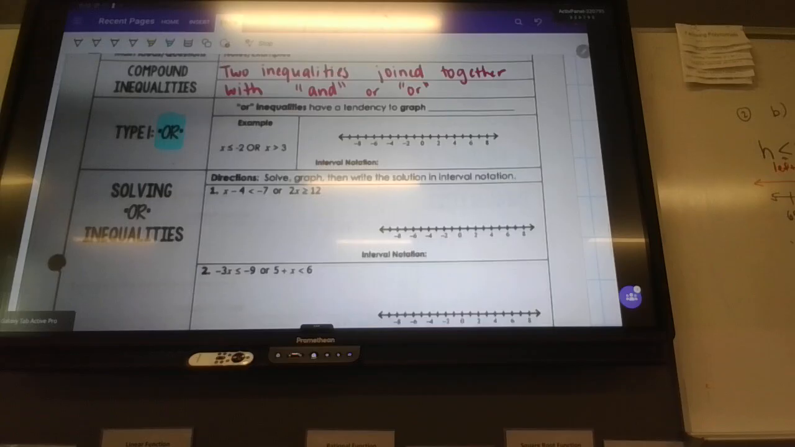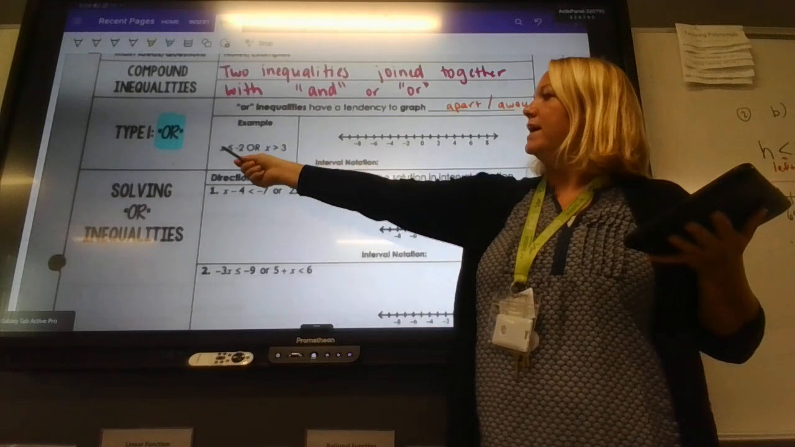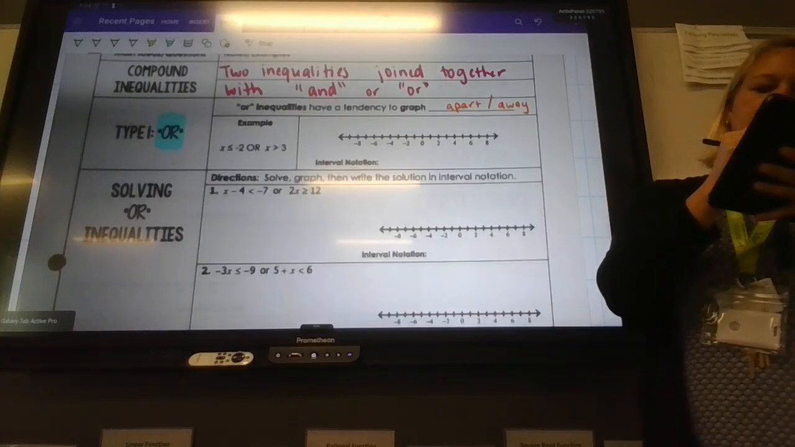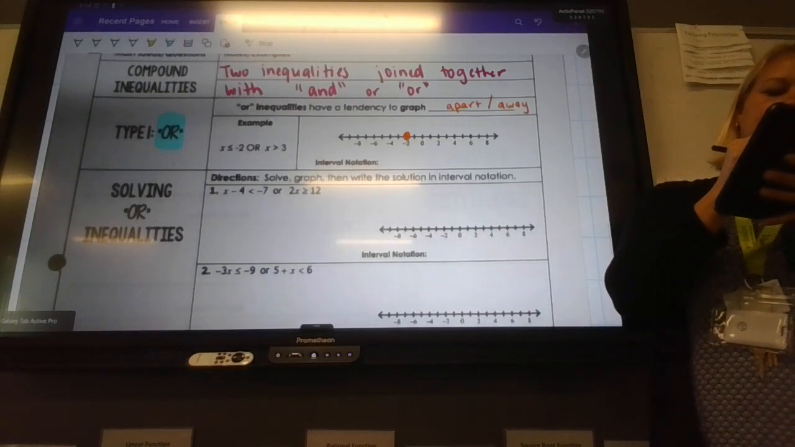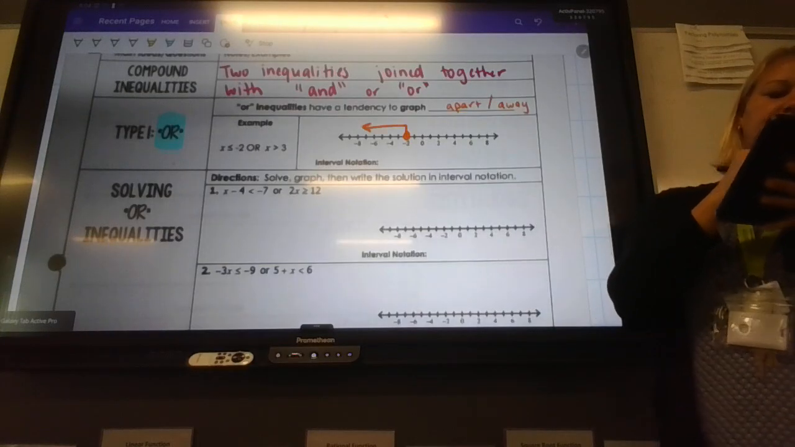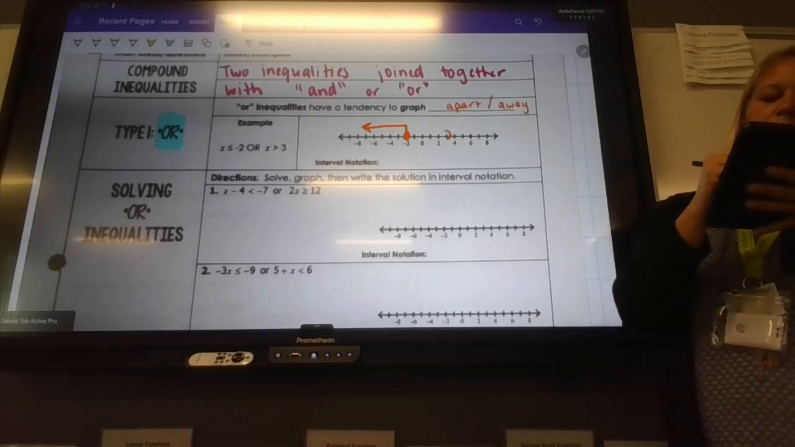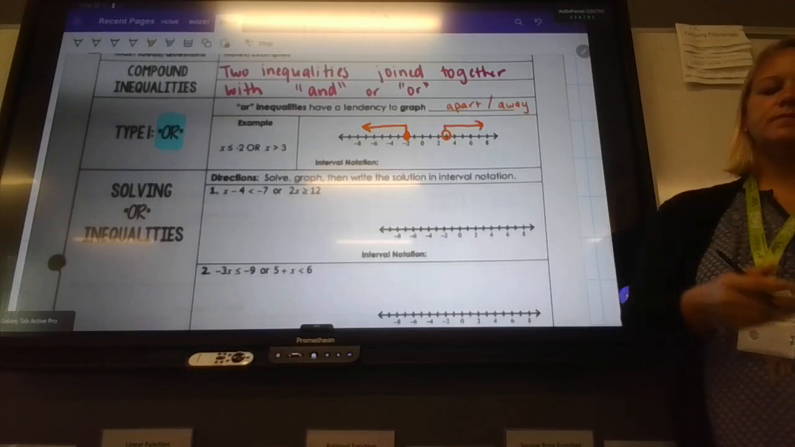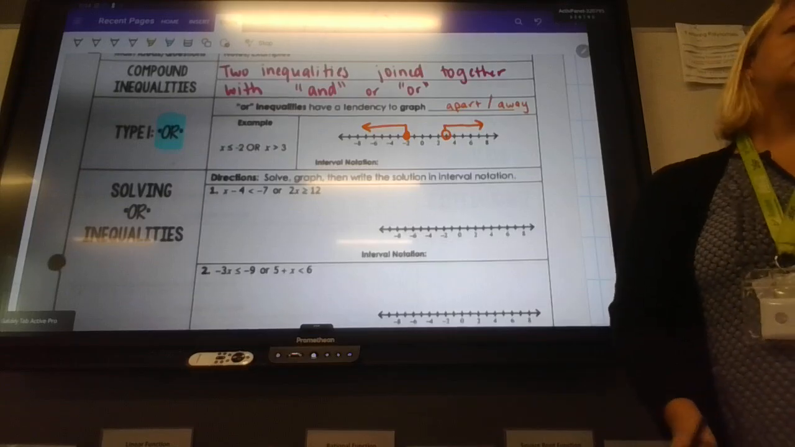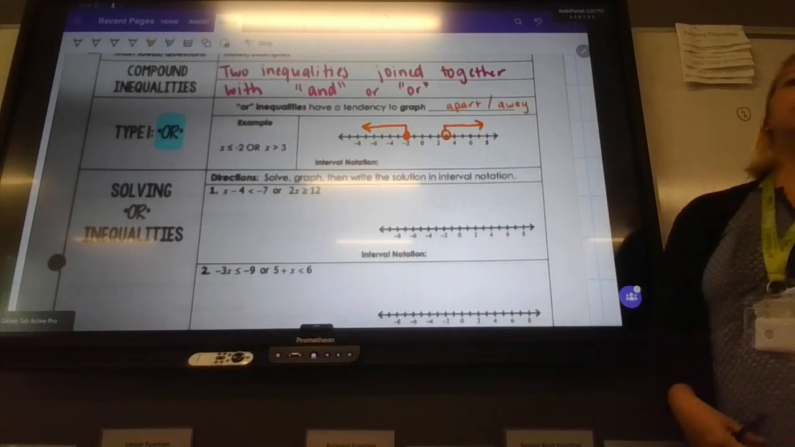Or inequalities have a tendency to graph apart or away from one another. It's not always, but for the most part, they go apart or away. So, for instance, x is less than or equal to -2, closed dot at -2, arrow less than, or x is greater than 3, open dot at 3, arrow greater. So these arrows are going apart from each other or away from each other.